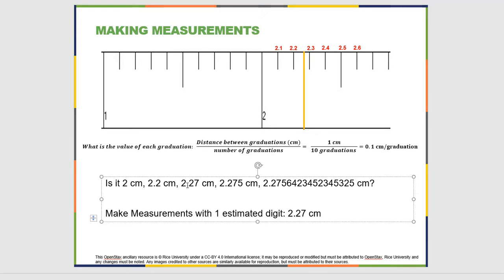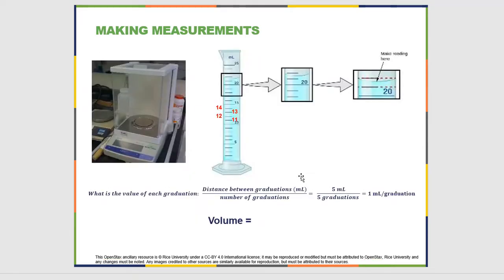So the best answer here is actually this one, 2.27 centimeters. This has too many significant figures. This is just ridiculously too many significant figures, and these two have too few significant figures based on the measuring device. One other thing to note is that we're often measuring volumes in the lab.